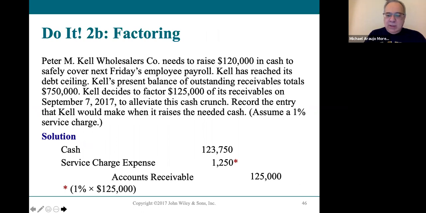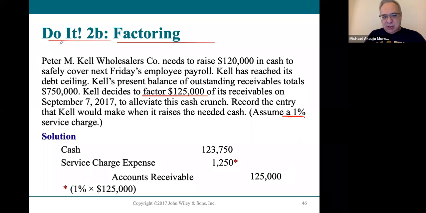So again, anytime you have a factor involved, you can sell part of your receivables, and you're going to assume a service charge every time you do that. So even though you are going to get rid of some of your receivables, as your do it exercise shows here, it's not going to turn into the exact amount of cash. Okay. So we'll take a quick break and see how you're doing on that.